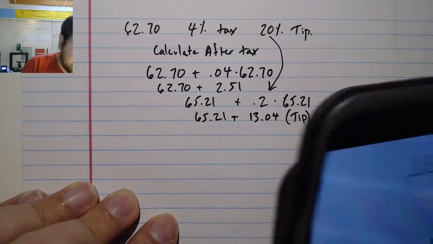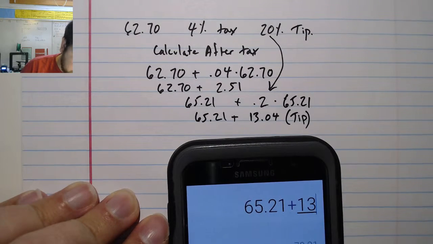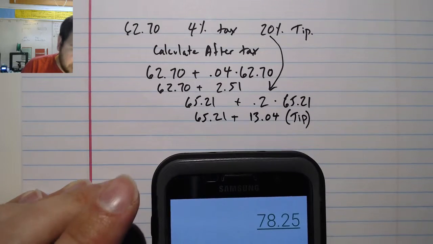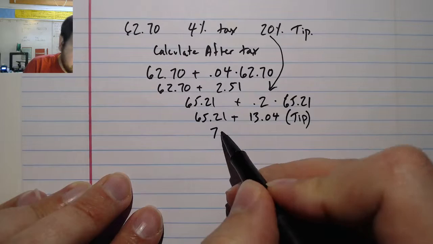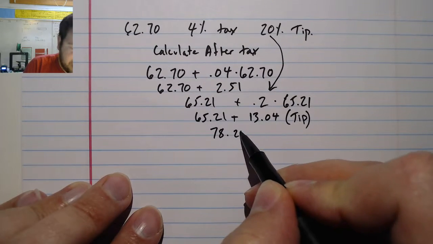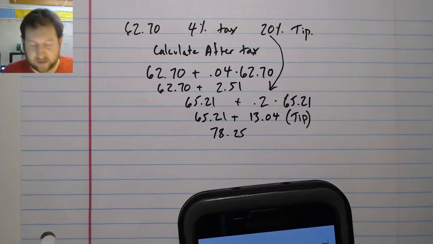I'm going to add that back in now. This is my tip amount, remember? And I have 65.21 plus 13.04. And my total amount that I owe is $78.25.